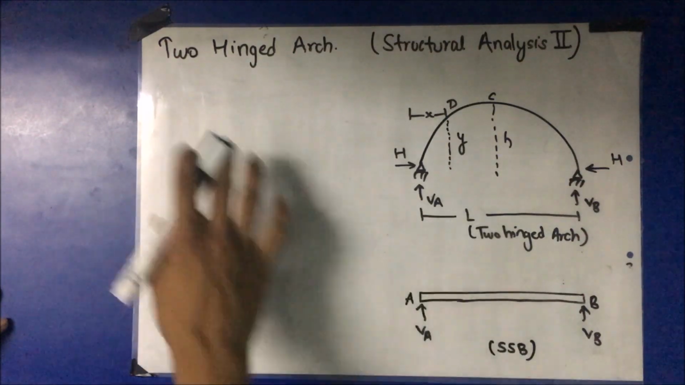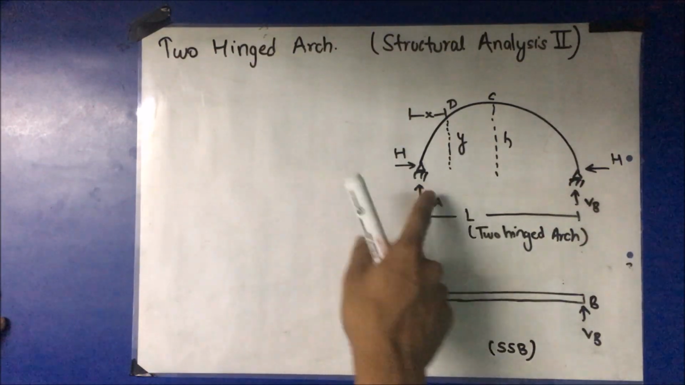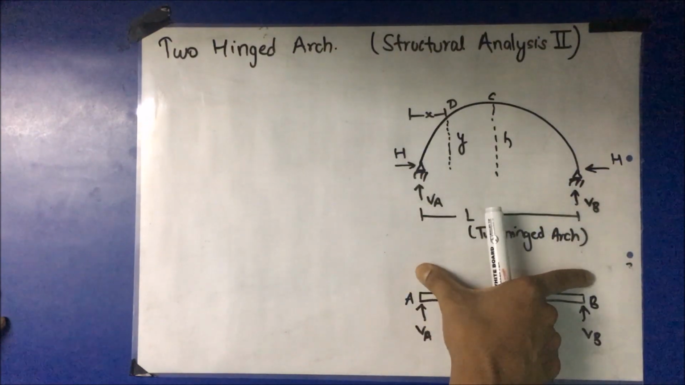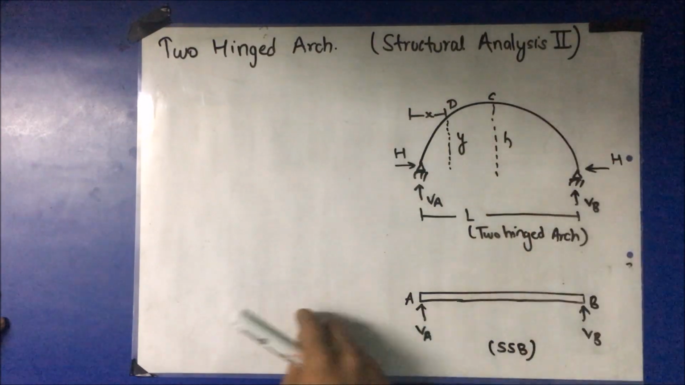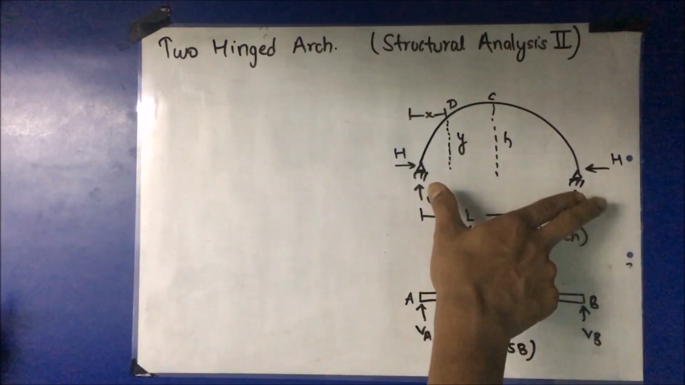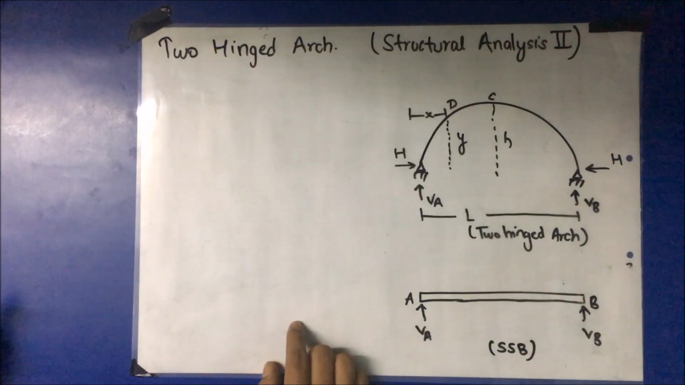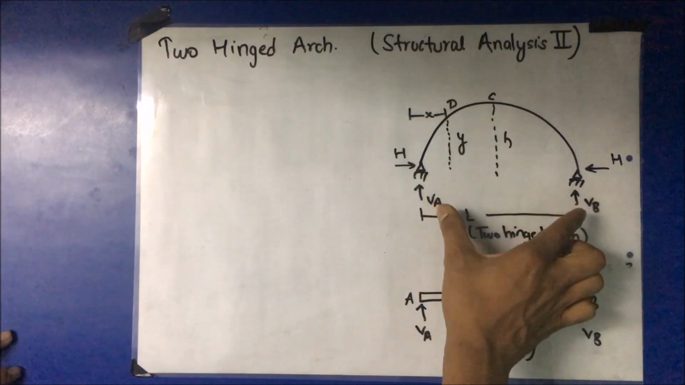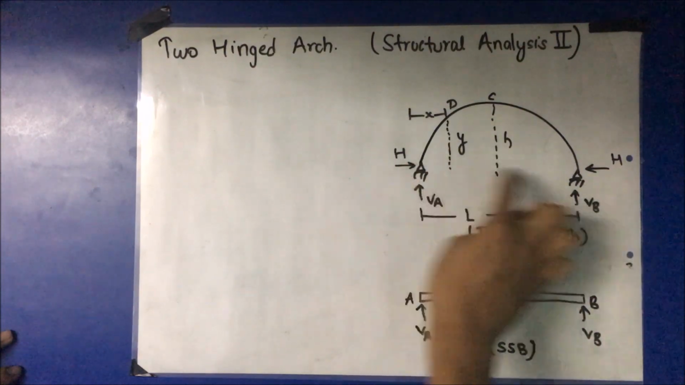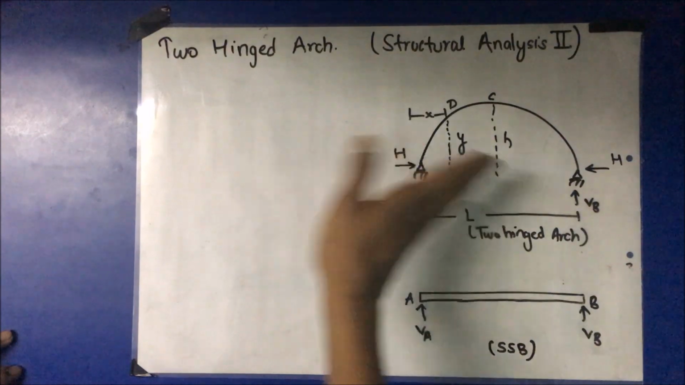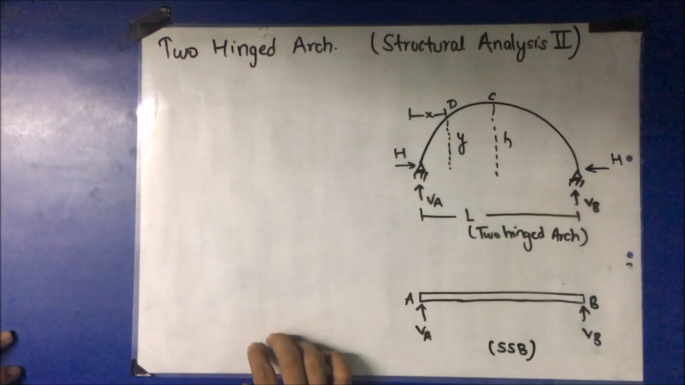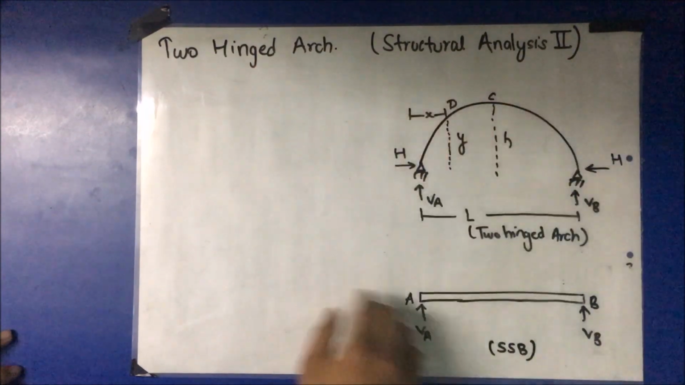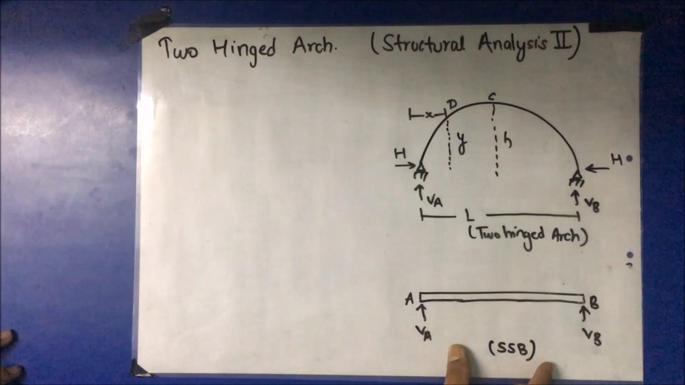So in this video we'll discuss the two hinge arch. Consider a two hinge arch of span L and crown height H. Basically it is an indeterminate structure of degree of indeterminacy 1. Two vertical reactions will be acting at ends A and B, and horizontal thrust will be acting on either side.